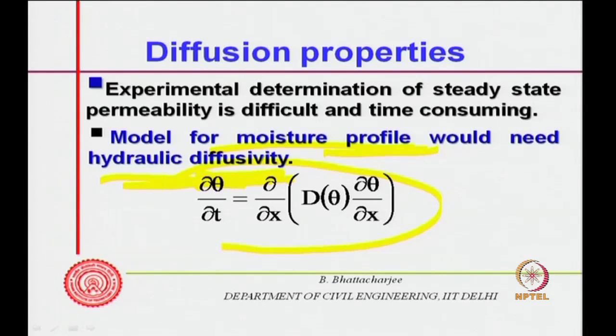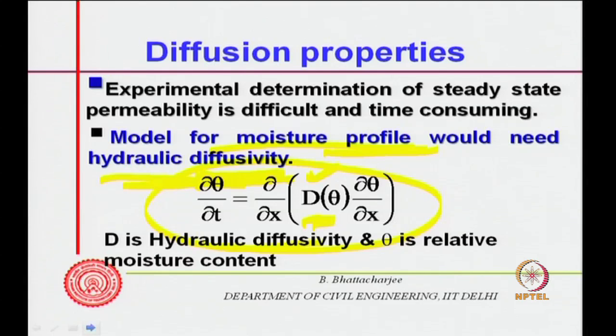and the equation that governs this liquid water flow, or a similar equation that governs even vapor flow, is called Richard's equation, right. D theta is a function of the degree of saturation itself. This comes from extended Darcy's law. I am trying to tell you only the importance of this one here, rather than permeability. If you want to find out numerically, model the flow or moisture ingress into material, concrete. So, these hydraulic diffusivity, theta is relative moisture content. So, you see diffusion properties are important.